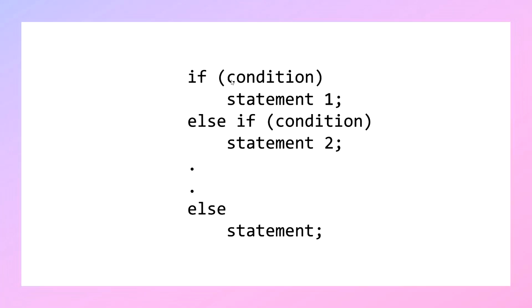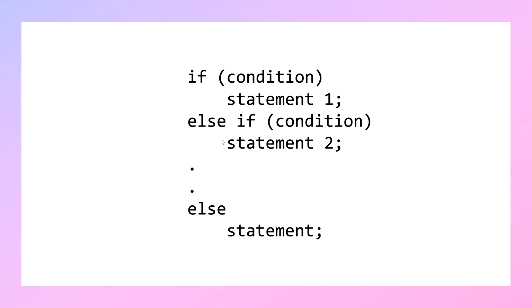This is the syntax of the if-else-if condition. We can see here, first of all we write the if statement and then the condition. If this condition is true, then statement 1 will be executed. If this condition is not true, then it will jump to the else if condition here, and then this statement would be executed.